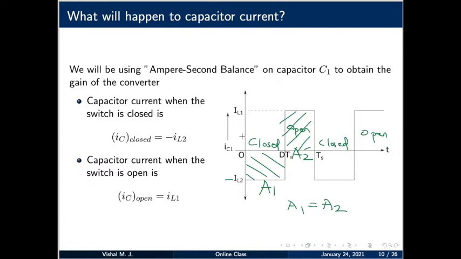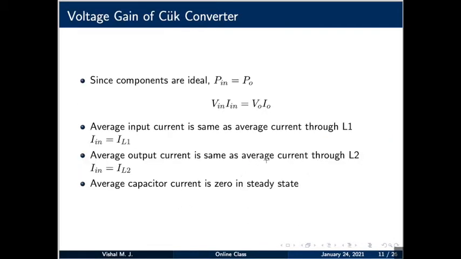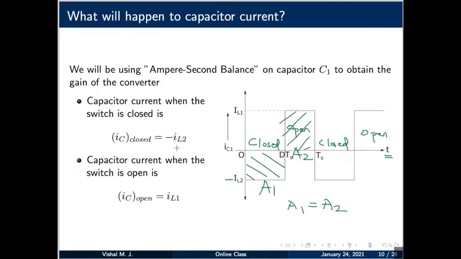Earlier we were using volt-second balance, but here the y-axis is Ampere, the capacitor current, and the x-axis is time in seconds. So, that is why Ampere into second, which is the area under the curve, has to be the same. So, IC closed is minus IL2 and IC open is plus IL1.